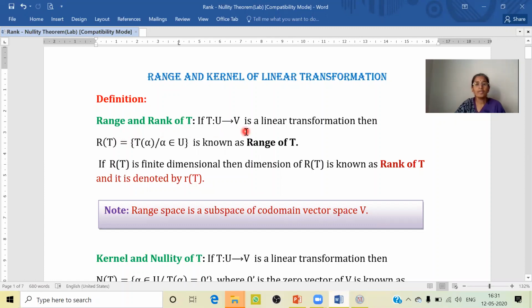If T from U to V is a linear transformation, then R of T is equal to the set of all T of alpha, where alpha belongs to U, is known as range of T. If R of T is a finite dimensional space, then dimension of R of T is known as rank of T, and it is denoted by small r of T. To note that, range space is the subspace of the codomain vector space V.